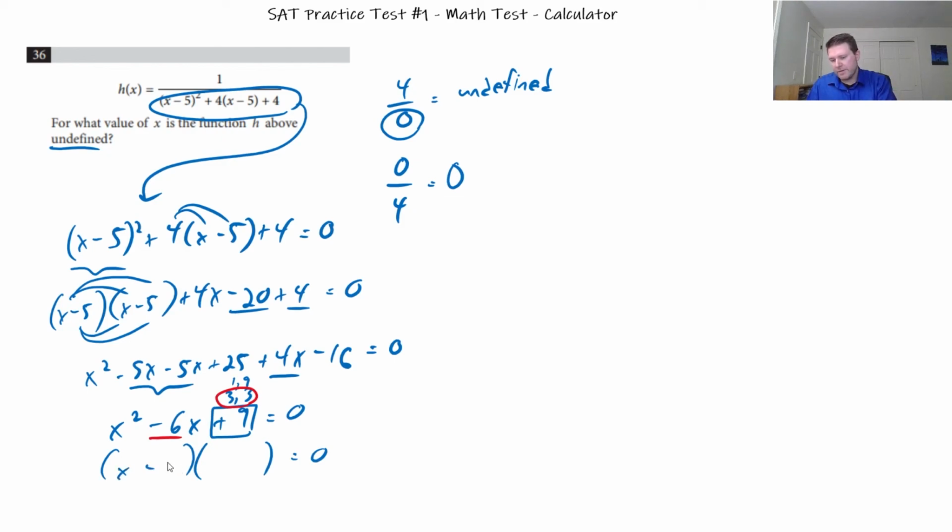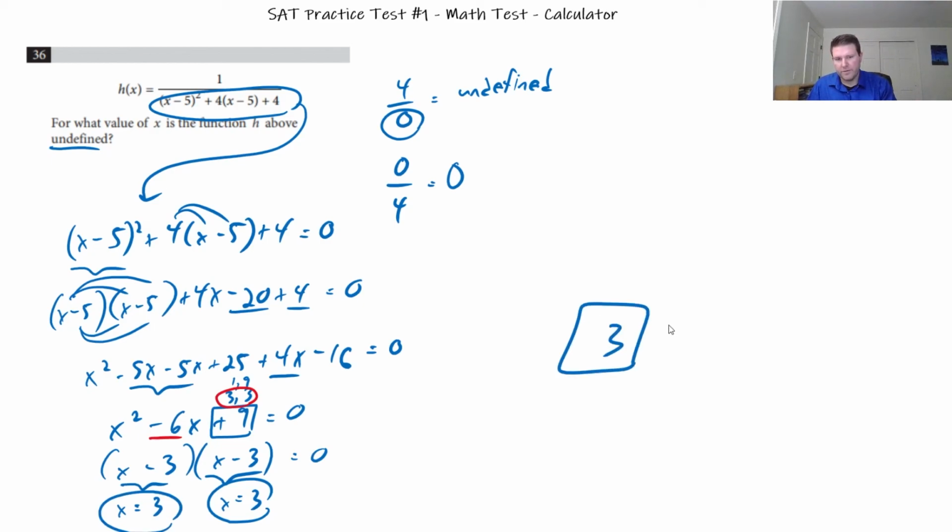So that's just negative 3 and negative 3. So you could either condense that into x minus 3 squared and solve from there, or just skip that and realize that you're just going to get 3 from both of these. So 3 is what would cause the entire denominator to be 0. So it is 3. Okay.